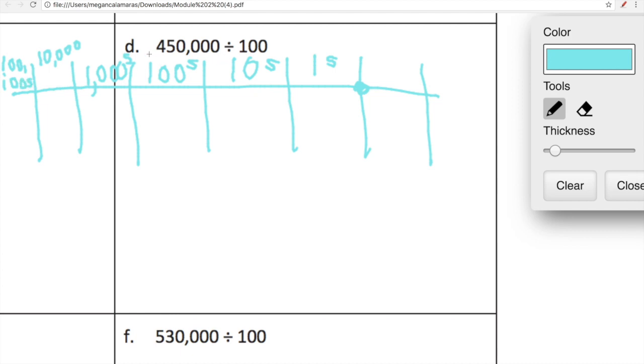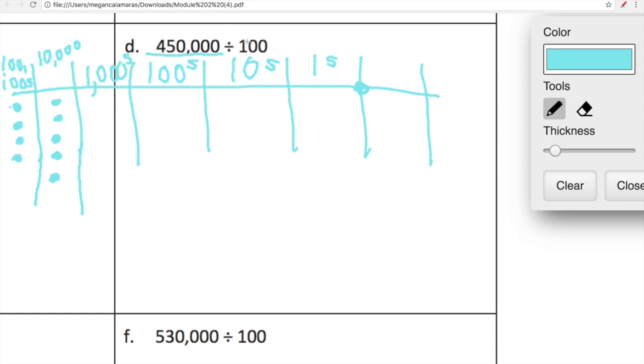Okay, so let's put 450,000 on our place value chart. How many 100,000s are in 450,000? There are 4 100,000s. How many 10,000s are in 450,000? There are 5 10,000s in 450,000. And now we're going to be dividing, so this is 450,000 on our place value chart. I'm not even going to put anything here because empty space is 0. We don't need to go over that.